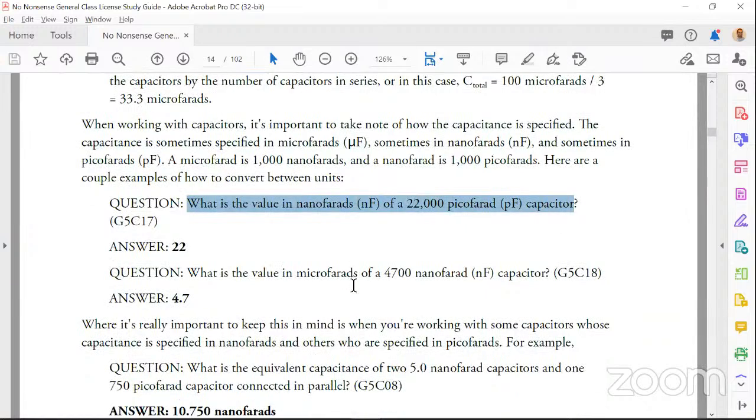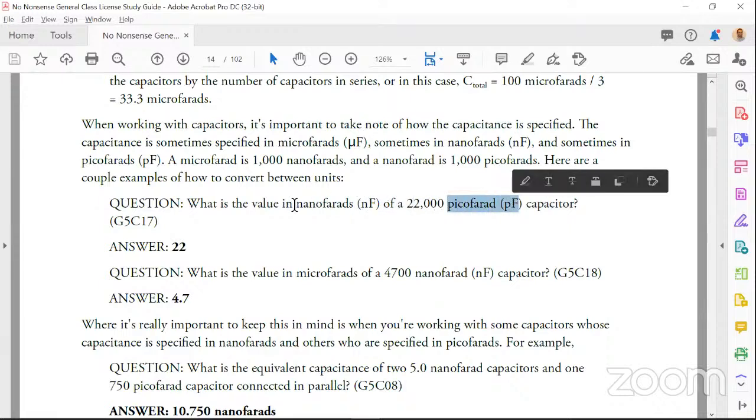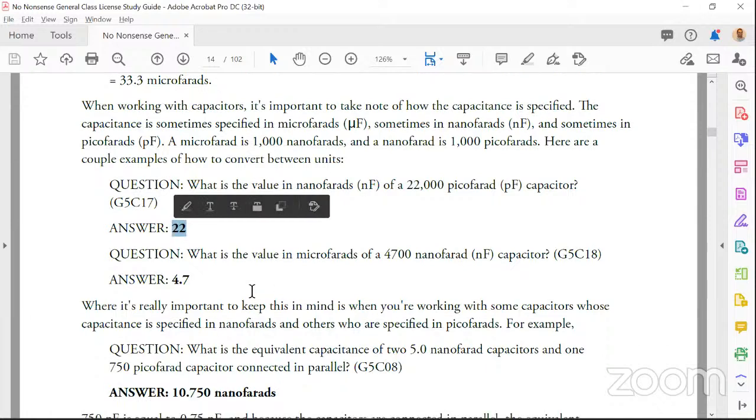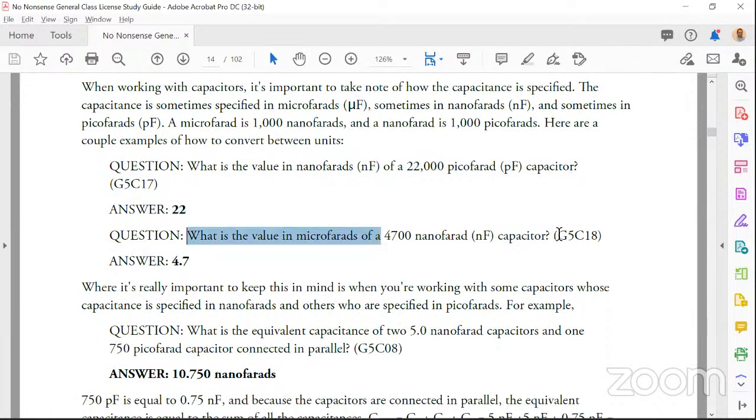What is the value in nanofarads of a 22,000 picofarad capacitor? We did this also as a worked example. Let's dissect it. What are they asking us to do? They're basically asking us to convert from picofarad to nanofarad. We have a 22,000 picofarad capacitor. They want to know in nanofarads how much it is. And last class, we learned we divide by 1,000, and that's how we get the answer, 22. Again, fully worked example in the last class.